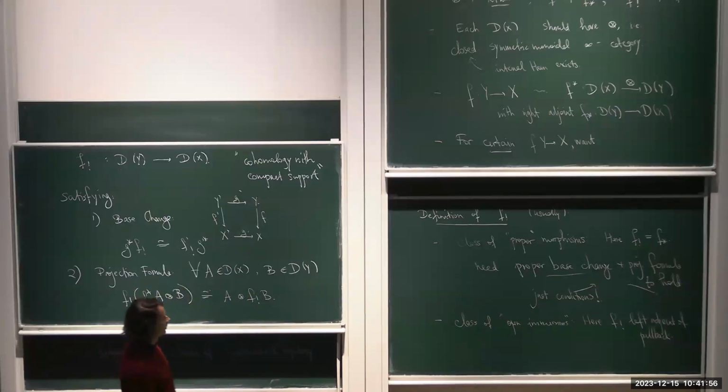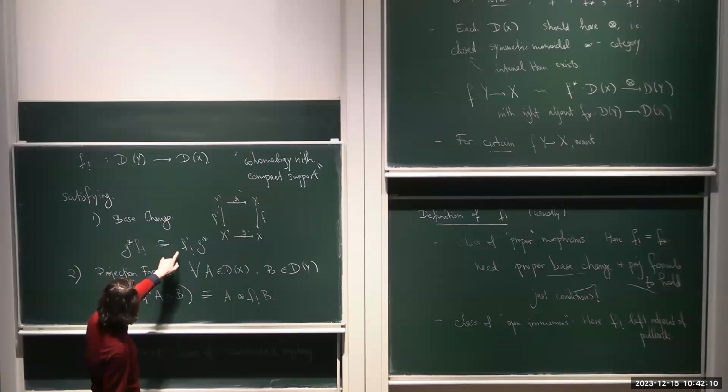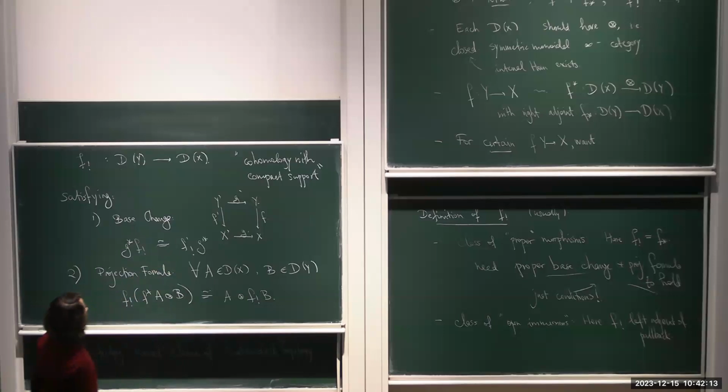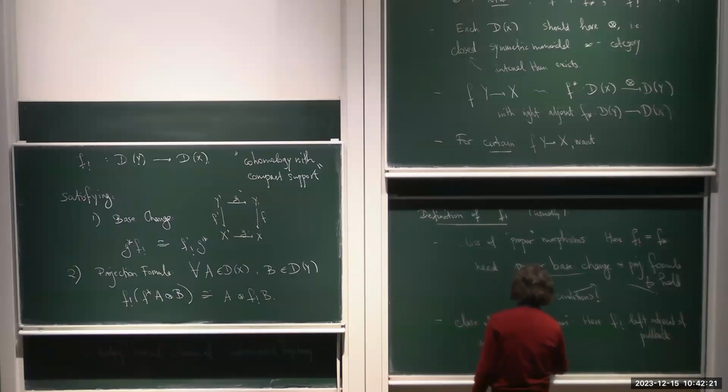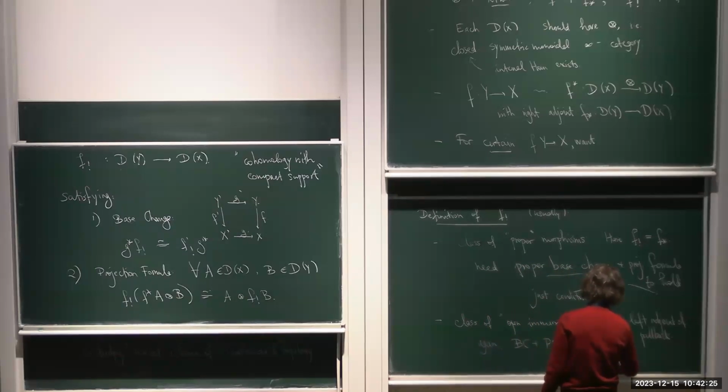And again, you need to check that this is a reasonable definition, so you need to check that it satisfies base change and projection formula. But this time again, also if it's a left adjoint, there is a natural comparison map between these two things, this time going in the other direction. And you ask that these things are satisfied. So again, base change and projection formula are conditions. Okay.